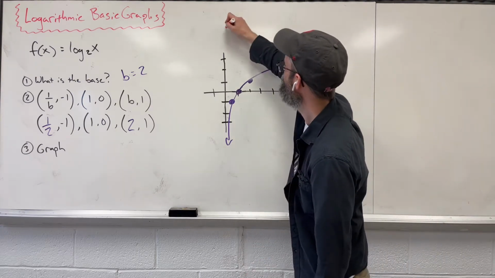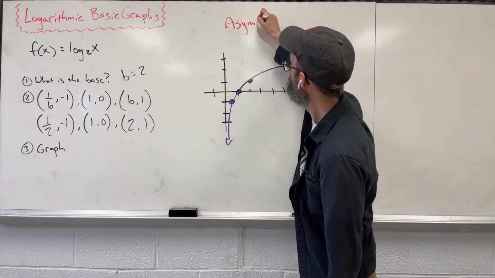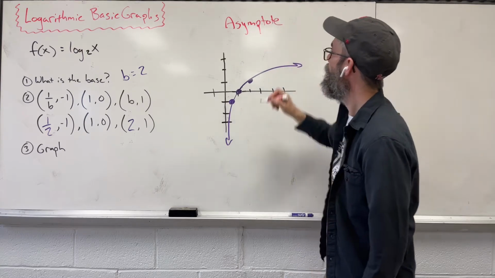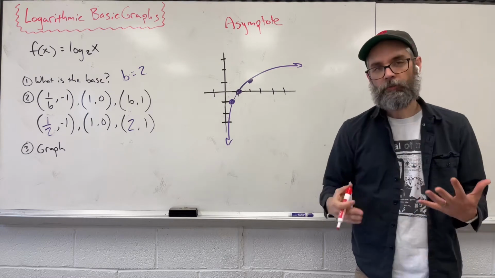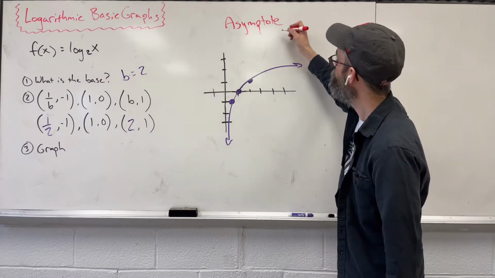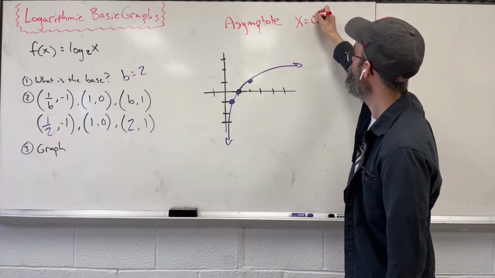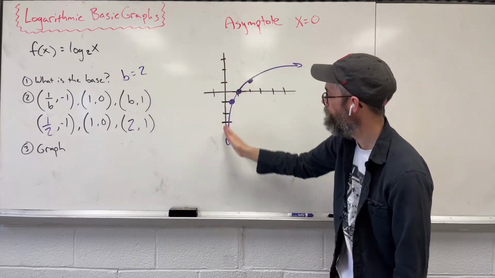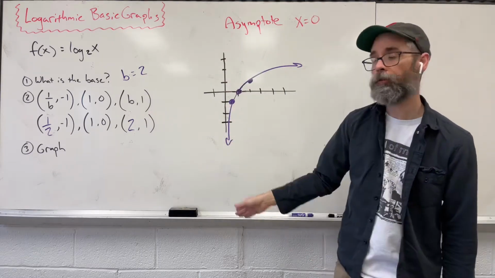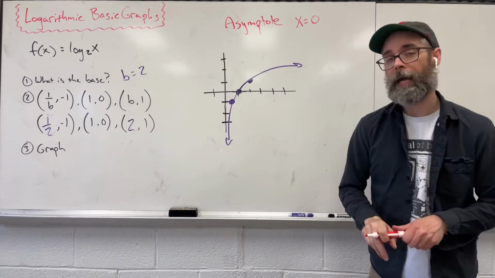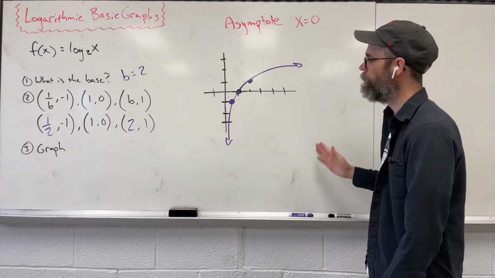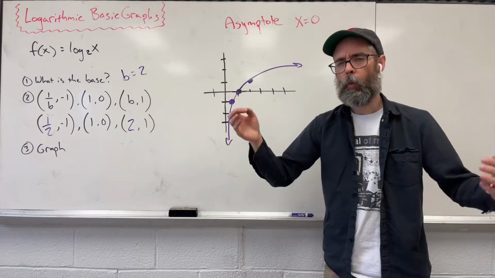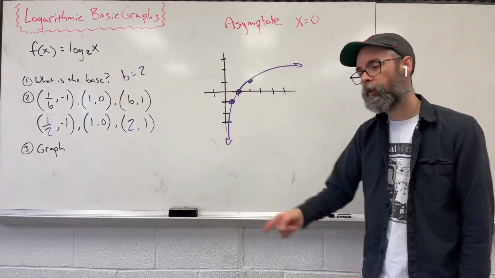A what? An asymptote. Asymptote means where there is no answer. And we're going to have no answer when x equals 0, which is this line right here, which also happens to be our y-axis. So again, asymptote says, where is there not going to be an answer? Well, at 0. Why though? Here's where we're going to look a little deeper.